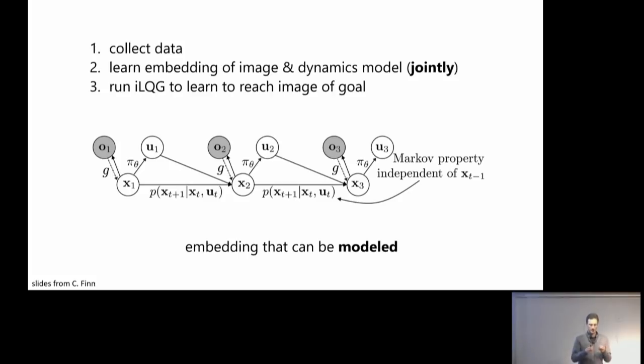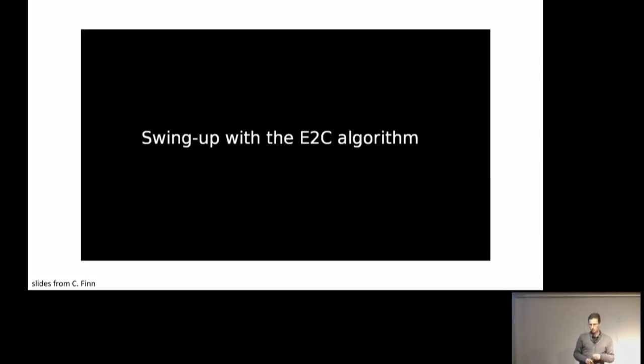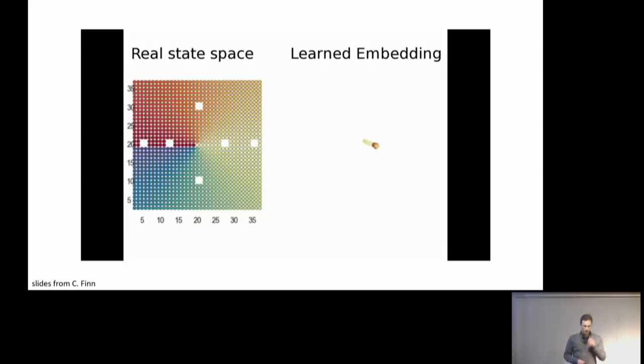So this means that you're basically asking the model to learn an embedding that is easy to model for a predictive model. In this particular work, the way that this was done was by using a variant of something called a variational autoencoder, which we'll actually cover later on in the course, but I won't cover it in detail today. So here is a video of this method.